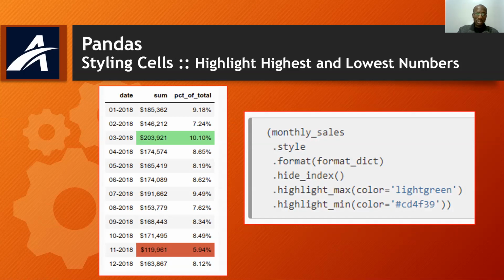So if you look at the image on your left, you'll see that you have $203,000. What if we had $203,102 immediately next? You'll be struggling to tell which one is the highest. But right there, using a simple line of code, you can actually see it highlights the highest and/or the lowest without a lot of struggle. That is another trick you can use visualizing using Pandas.